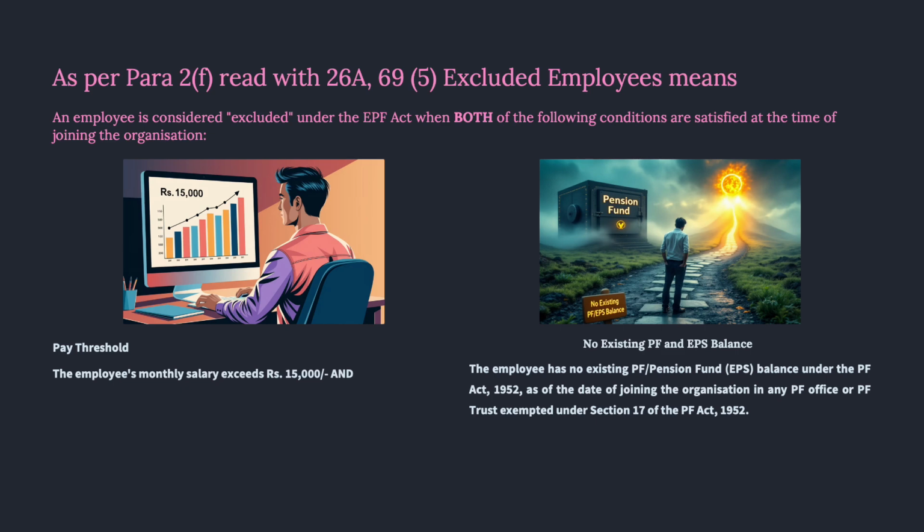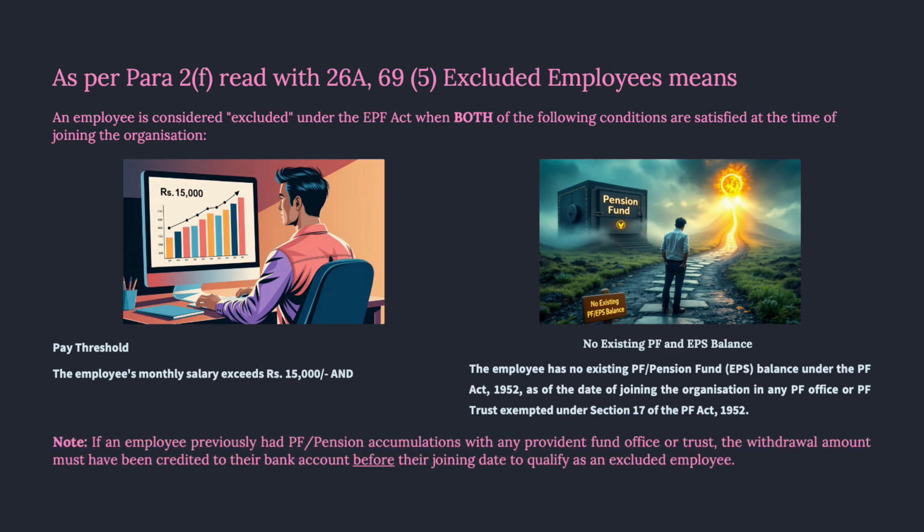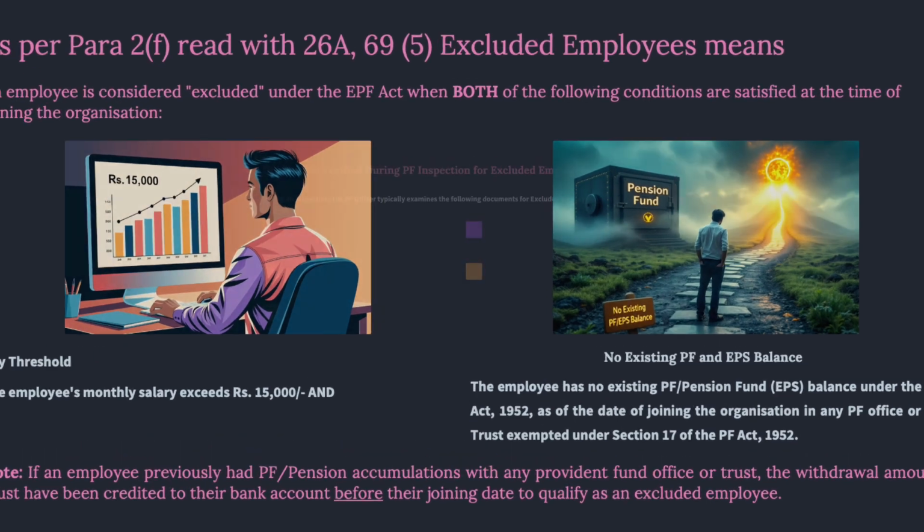The employee has no existing PF, pension fund, or EPS balance under the PF Act 1952 as of the date of joining the organization, in any PF office or PF trust exempted under Section 17 of the PF Act 1952. Note: if an employee previously had PF or pension accumulations with any provident fund office or trust, the withdrawal amount must have been credited to their bank account before their joining date to qualify as an excluded employee.